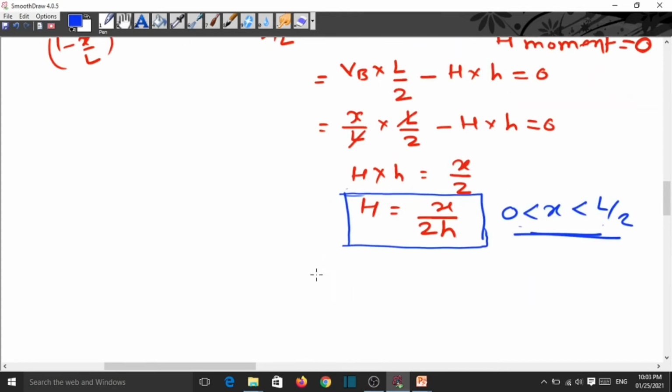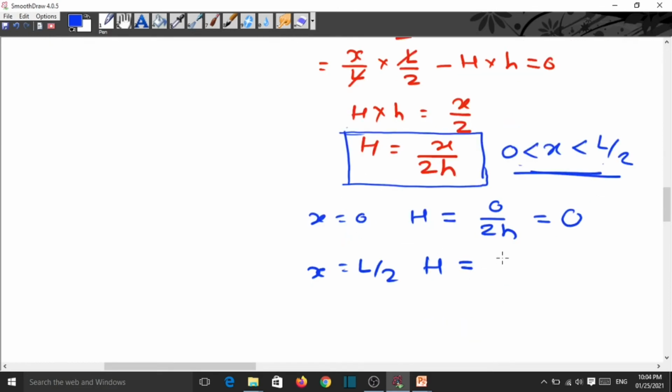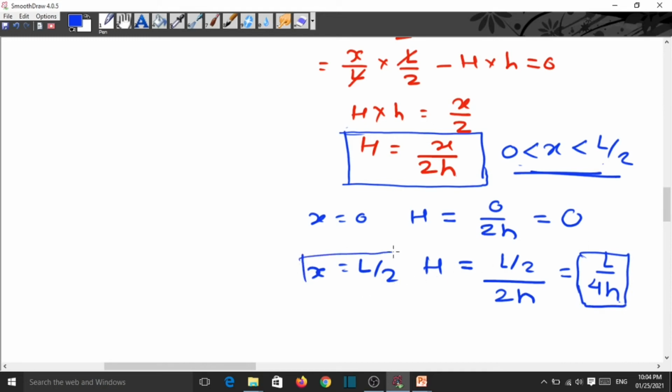What is the limit? When x is equal to 0, what is the value of H? So H is equal to 0 by 2H, so this is equal to 0. Then put x equal to L by 2. What is the value of H? Here it is L by 2 divided by 2H, so this becomes L by 4H. So we got the value when x equals 0 is 0, and when x equals L by 2, the value is L by 4H.